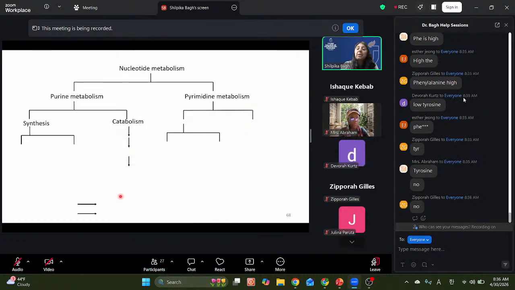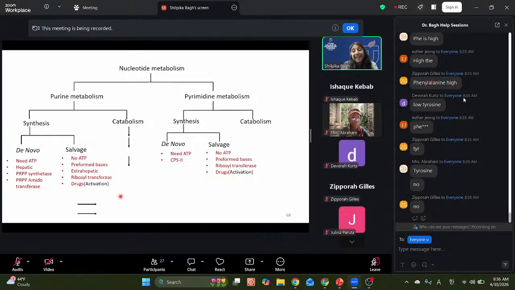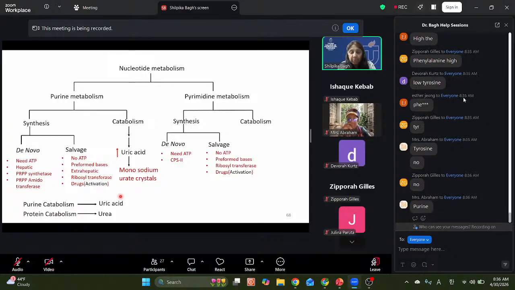Right? Did we clearly do purine versus pyrimidine? De novo versus salvage? Catabolism of purine or pyrimidine, which is more dangerous, more alarming clinically? Excess catabolism of purine?